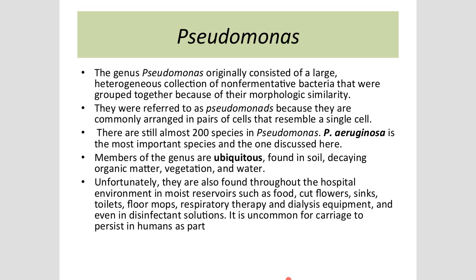Whenever you see anything say ubiquitous, this means present everywhere. That's pretty much what the word stands for. But by far, the most important thing for most of the Pseudomonas is that they go for decaying matter, vegetation, and water. So you can also see that when we have to check for the bacterial content of water, we check for Pseudomonas.